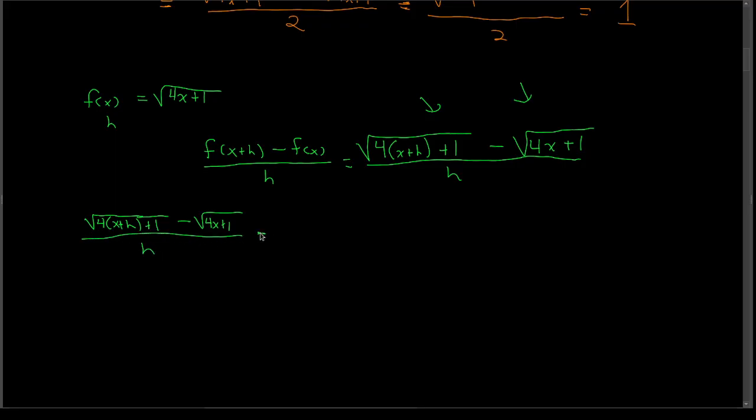So what I'm going to do is multiply this by the conjugate of the upstairs. So I'm going to put a plus sign between the two square roots. Okay. But to not change the value of my thing, I have to make my denominator look like that.